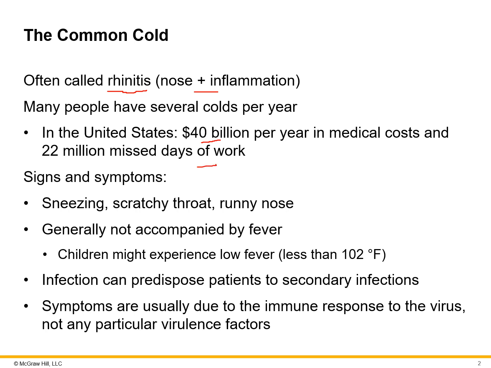Some of the signs and symptoms, of course, are sneezing, scratchy throat, runny eyes, typically not accompanied with a fever, though children can experience it more often. Infection actually predisposes to secondary infections. So again, once somebody has a cold, it weakens the immune system and allows other opportunistic infections or secondary infections to occur. The symptoms that we experience are typically from the immune response to the virus, more so than anything specific about the virus that is causing it. It's more the immune response that causes the issues.